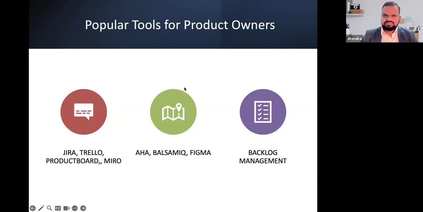Okay, what about tools? Yes, in any job role, you will be using certain tools. As a product owner, you will be using tools like Jira, Trello, or ADO, Productboard, Miro. Apart from these, there are certain tools which are going to be cool. Let's say you may have to design certain wireframes. For this, you may be using Balsamiq, or something like Figma. These are the tools you will be using here.